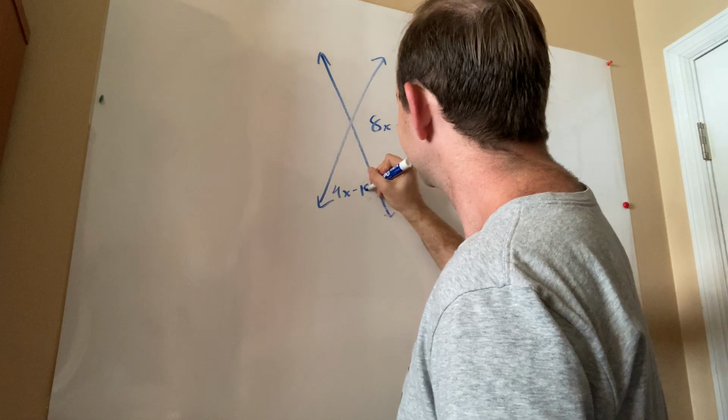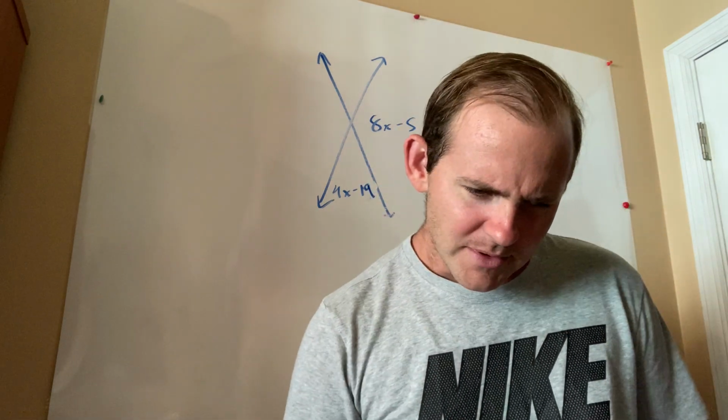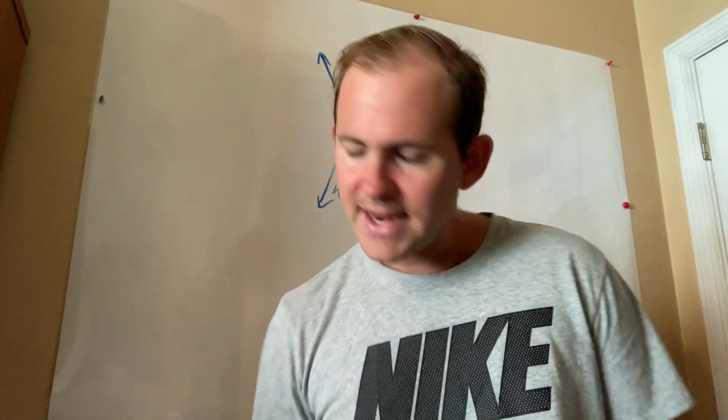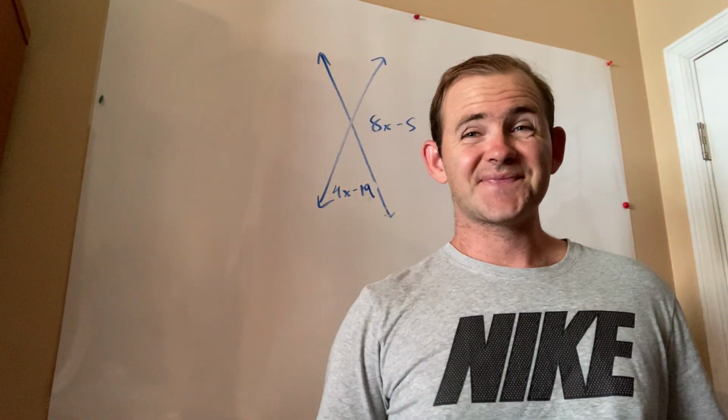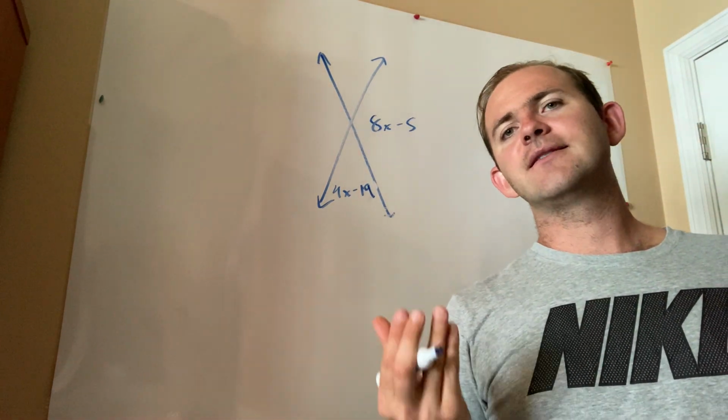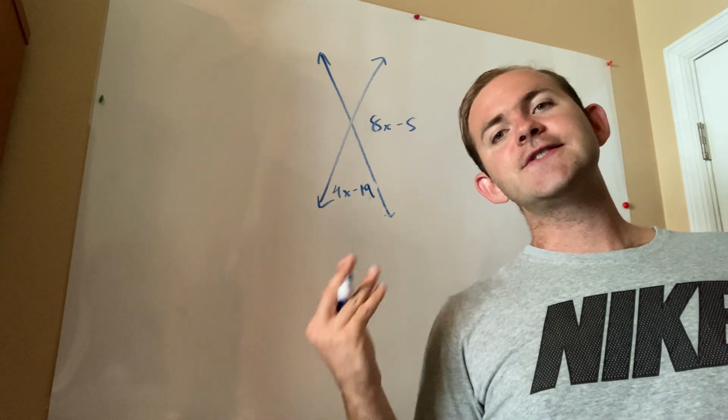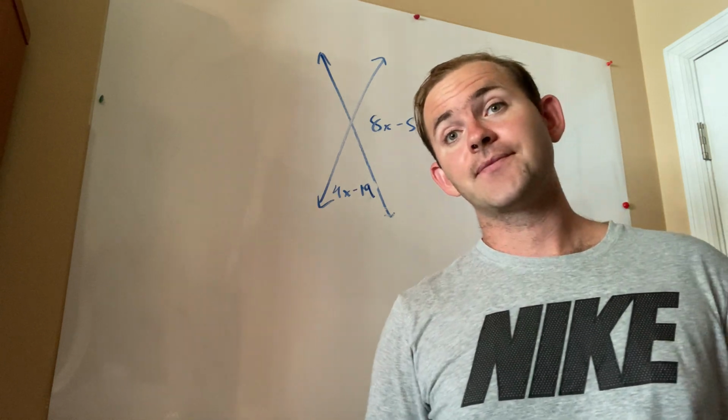Whoops, that would have been bad. Okay, and they want me to find the measure of angle K and M. So they want me to find this one over here. Okay, now here's the thing. Even though I have intersecting lines, this is not actually a vertical angles problem.